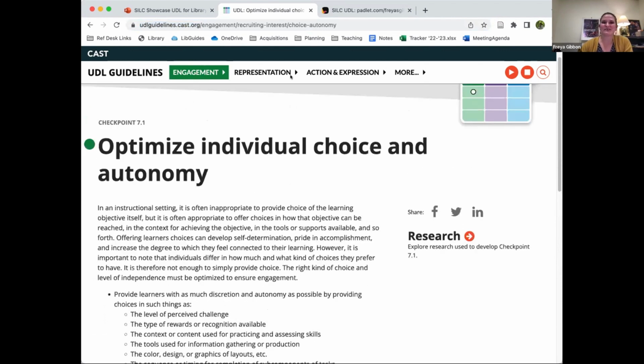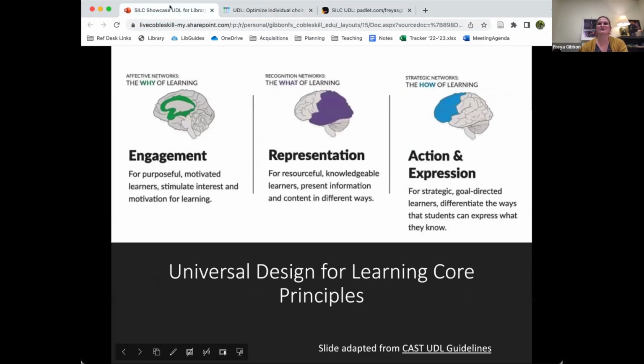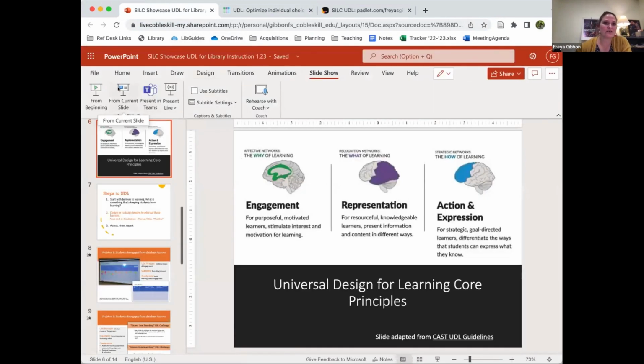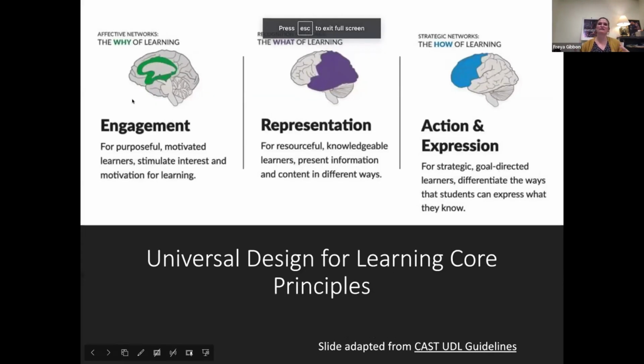When I was originally conceiving of this presentation, I was going deep down into all the different levels of what UDL is, and I realized that that very quickly becomes overwhelming. So, as I said, instead of focusing a lot on what exactly UDL is, I'm going to talk about how I can use those core principles in library instruction.